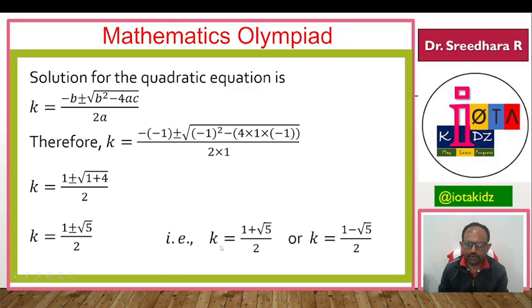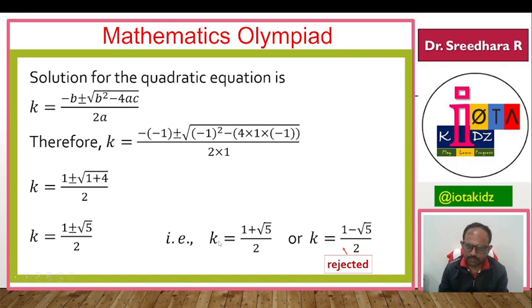But when you simplify the right hand side of the equation, 1 plus root 5 divided by 2, this is positive. But in the other case, root 5 is greater than 1, so 1 minus root 5 divided by 2 gives a negative value. But k is 2 to the power of x, and whatever value of x you give, you will get a positive value. So therefore we can neglect or reject this term.